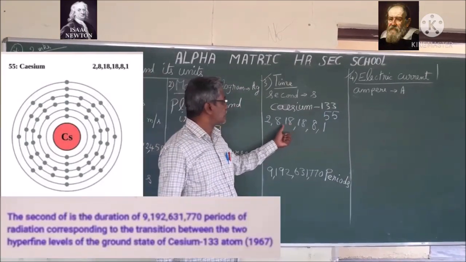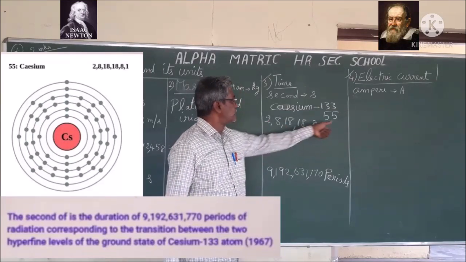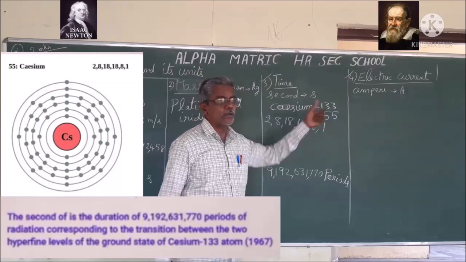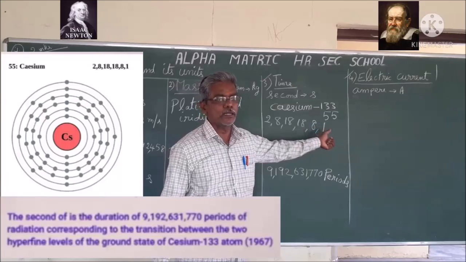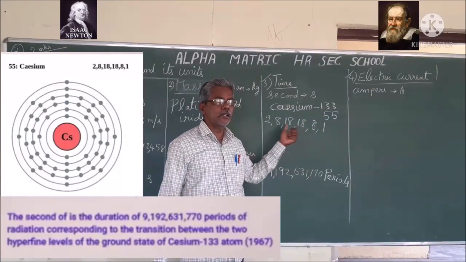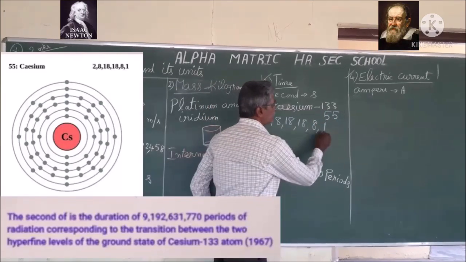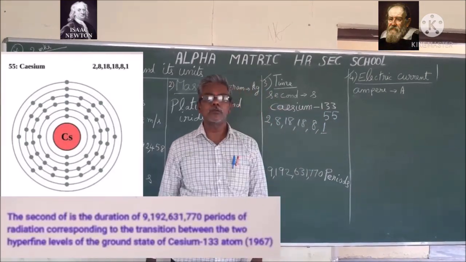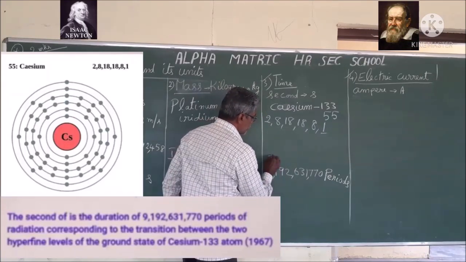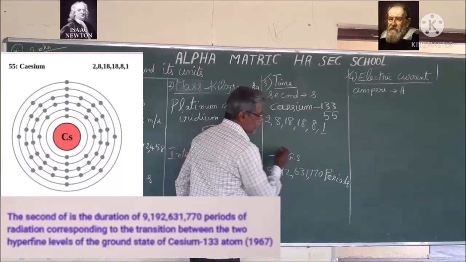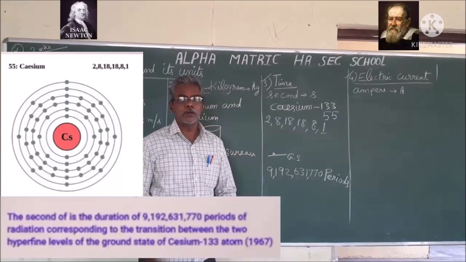So 8 4s are 32, 33, 35. So 34 plus 1, 55. So 2, 8, 18, 8, 1. Here how many shells are there? 6 shells. In the outermost shell we have only 1 electron. This 1 electron is kept in the ground state.